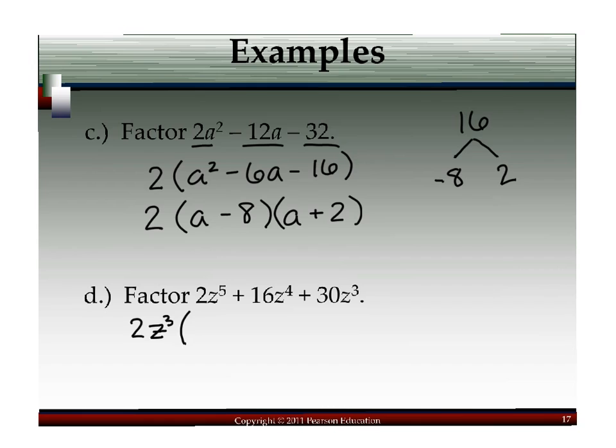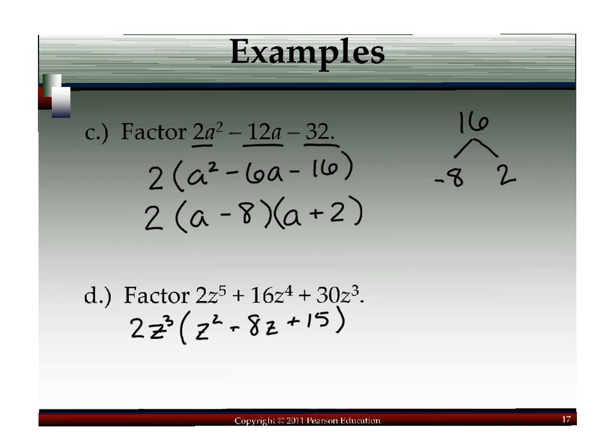And then put what's left from those three terms in this set of parentheses. So take a 2z cubed away, you get z squared. Take out 2z cubed from the 16z to the 4th, you get an 8z. And then take away 2z cubed from the 30z cubed, you get 15.